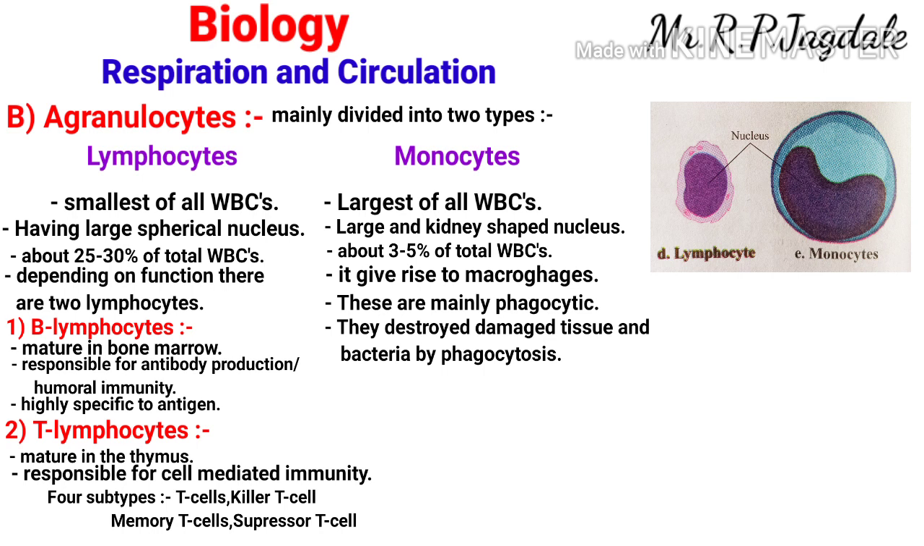This is about the types of agranulocytes, that is lymphocyte and monocyte. Lymphocytes are the smallest of all WBCs. Monocytes are the largest of all WBCs. About 25 to 30% of total WBC is lymphocyte and 3 to 5% is monocyte. Lymphocytes again have 2 types, B lymphocyte and T lymphocyte. B lymphocyte matures in bone marrow, T lymphocyte matures in the thymus. B lymphocyte is responsible for antibody production and T lymphocyte is responsible for cell mediated immunity.